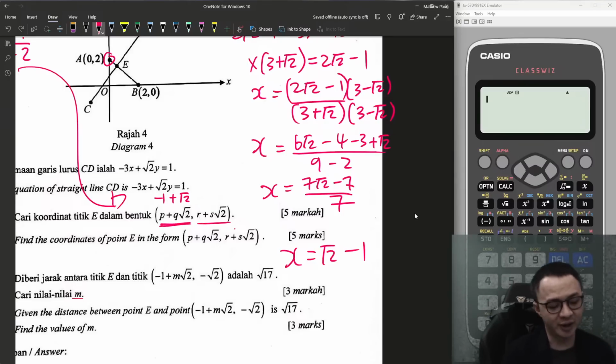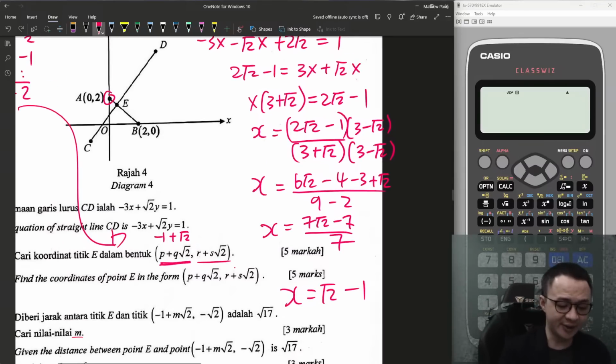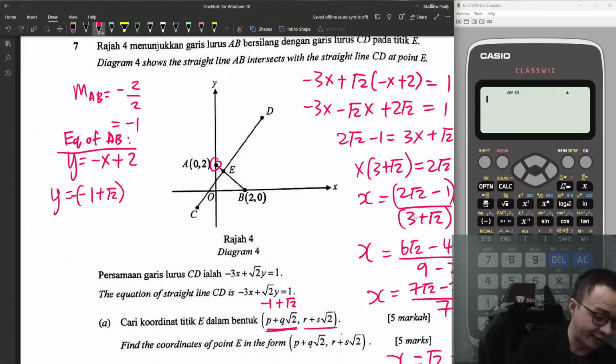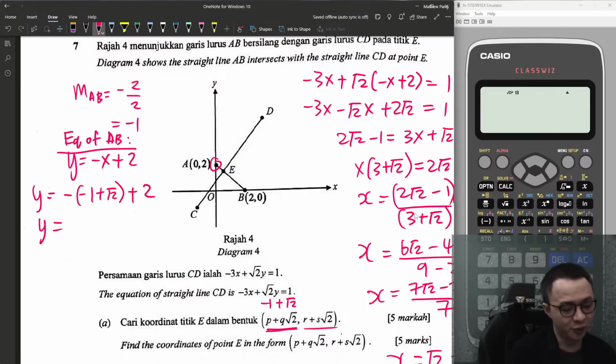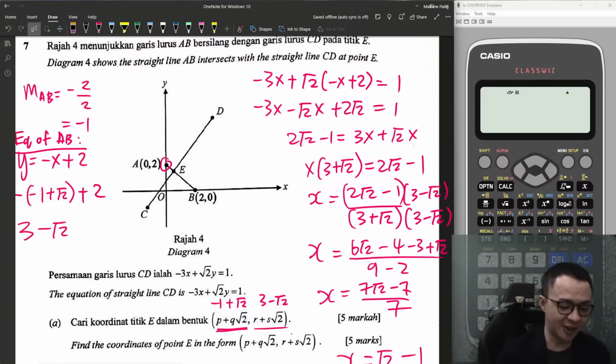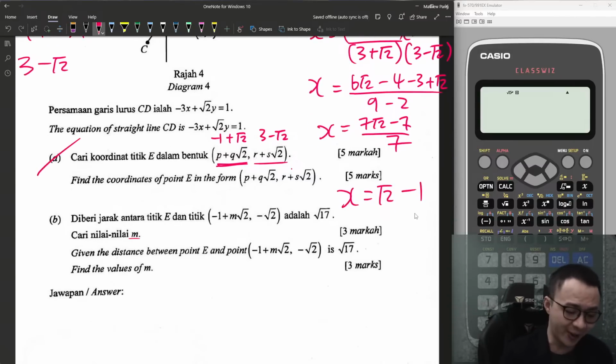Now we want to do the y coordinates, so we just sub this one back into the equation here. So my x is negative 1 plus square root 2, isn't it? Got a negative outside the bracket. Never mind, put the negative obviously a little bit. Plus 2. Okay, so y should equal to 3 minus square root 2. Okay, so this is 3 minus square root 2. Done. This is the coordinate E. Yeah, just make sure you do the rationalize carefully. Yeah, this 5 mark not too bad.